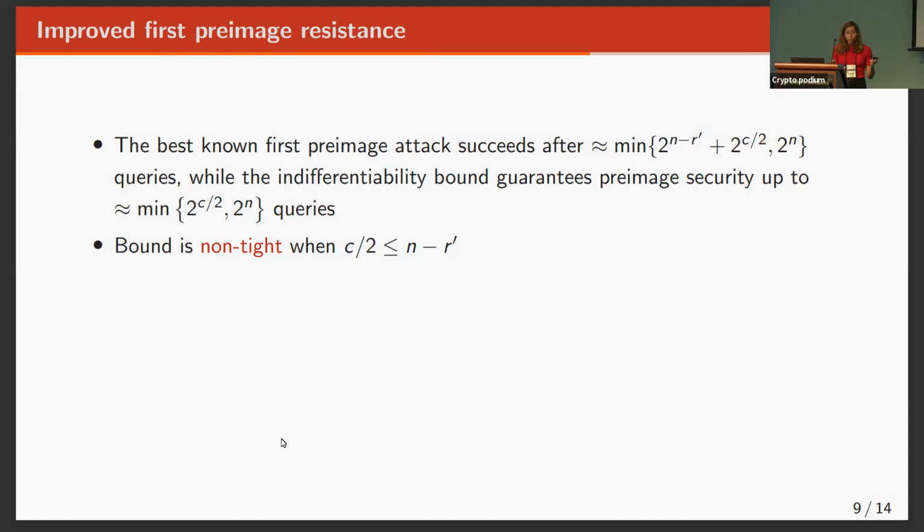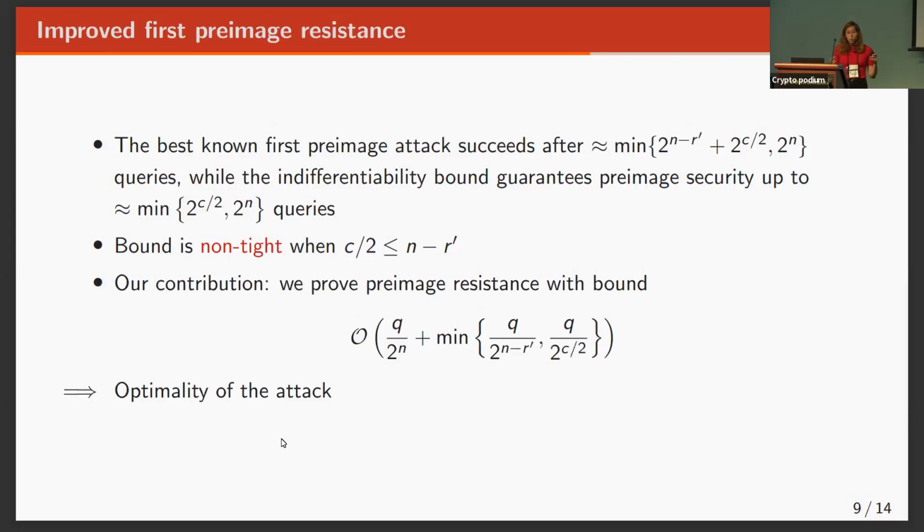This happens for schemes that have quite small primitives with small rates, which is usually the case of lightweight crypto schemes. And the contribution here was to prove preimage resistance with a better bound, the following bound. It shows it is a tight bound, and in particular it shows the optimality of this attack. In fact, this bound was already believed to be true. The designers of Spongent and Photon made security claims based on this bound, but there was beforehand no proof for that.